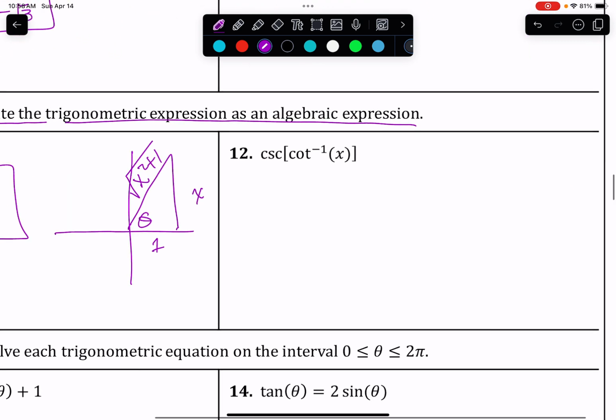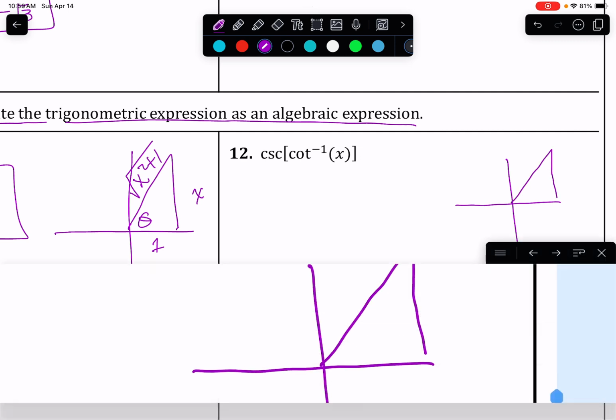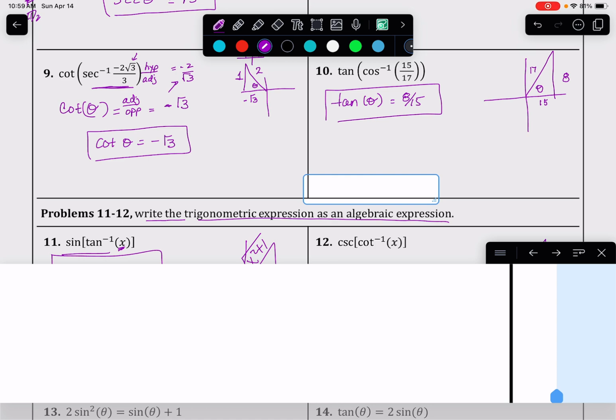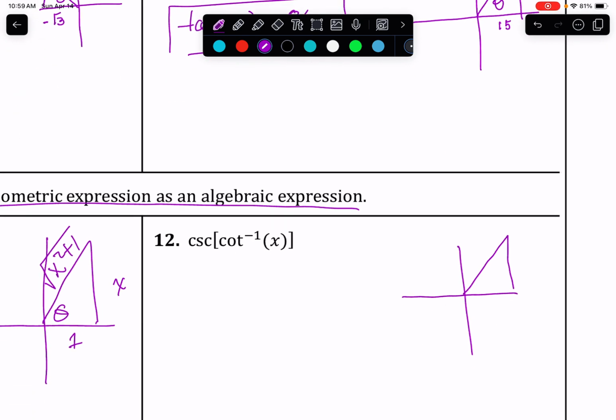All right, so on the same vein, if I have a cotangent, we'll put it in quadrant 1 since it's positive. We'll put theta here. And this time cotangent is adjacent over opposite, so this would be x, and this would be 1, so this is still the square root of x squared plus 1.